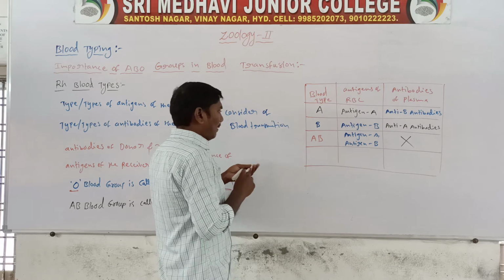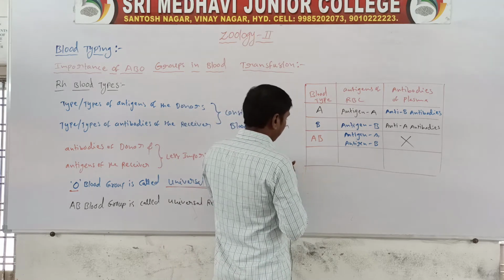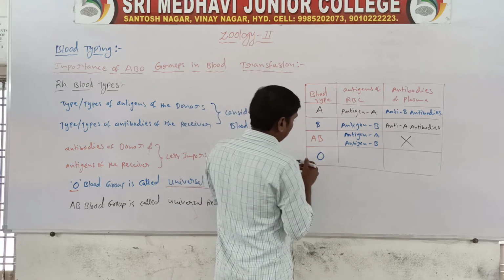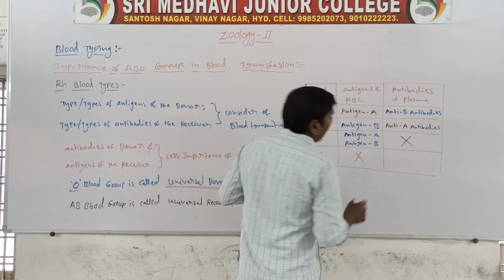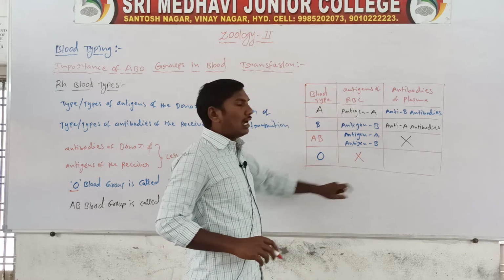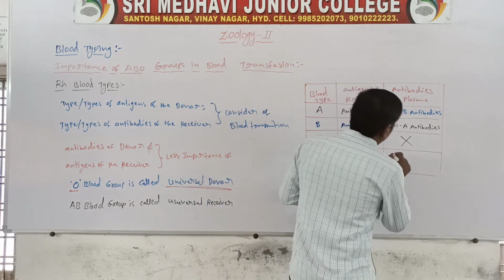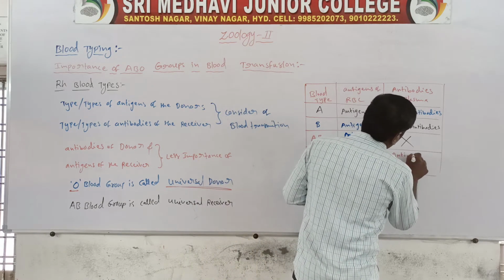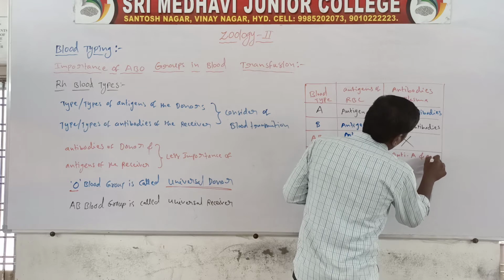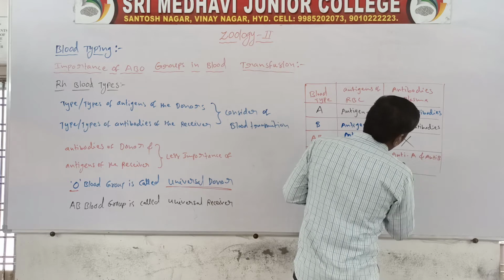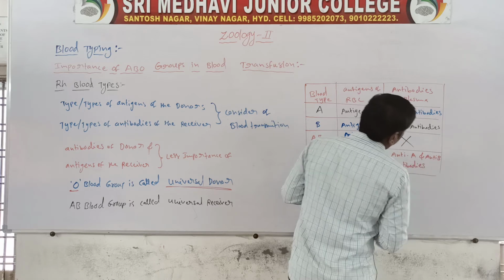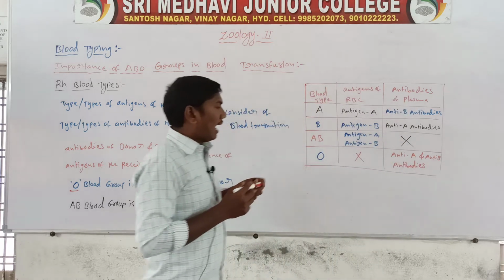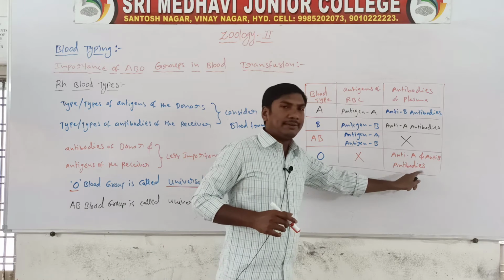Next one, the O blood group. In this group, antigens are absent, and anti-A and anti-B antibodies are present.